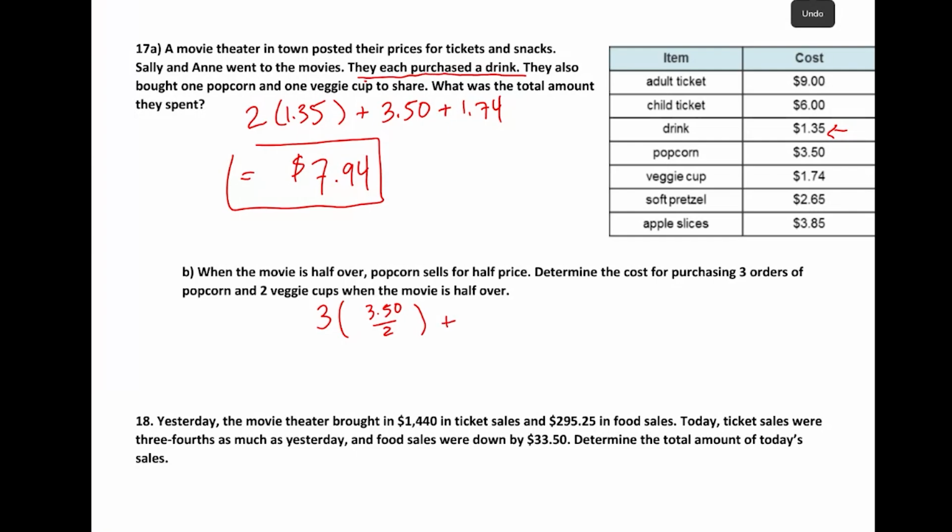Plus 2 veggie cups. So 2 veggie cups. It doesn't say that veggie cups are on sale or anything, so we're just going to charge the full amount for the veggie cups. And then we're going to type this in. 3 times half of $3.50, which is $1.75. Or you could just type it in as a fraction as well. Either way works. Plus 2 times $1.74 gives us $8.73.